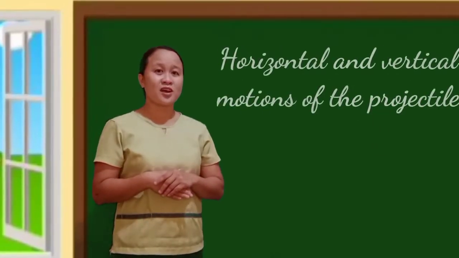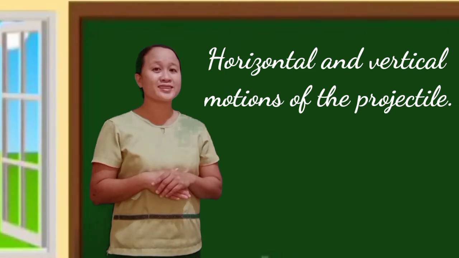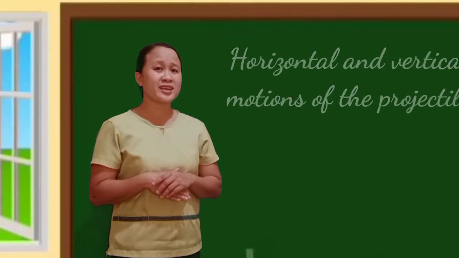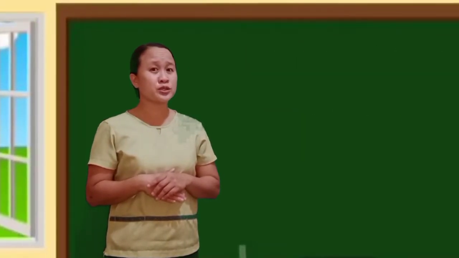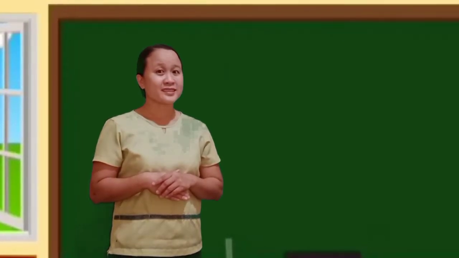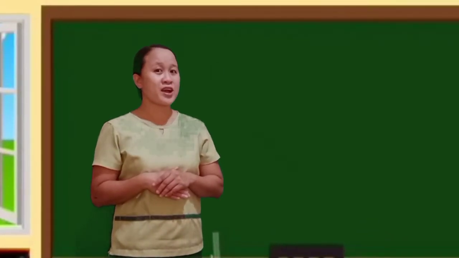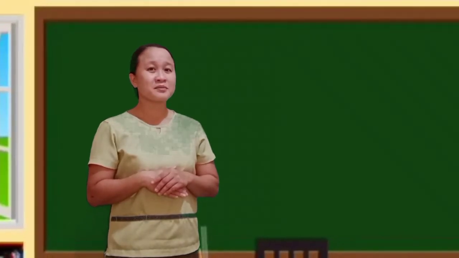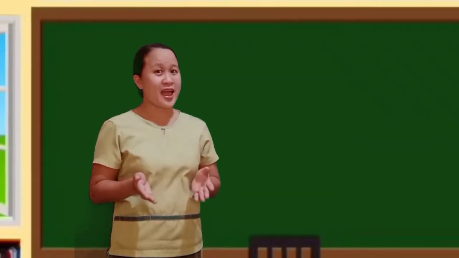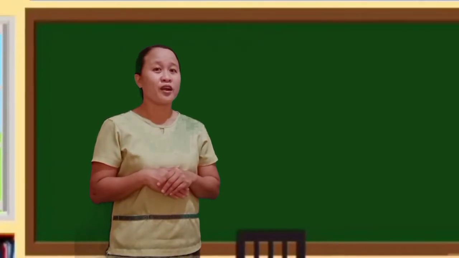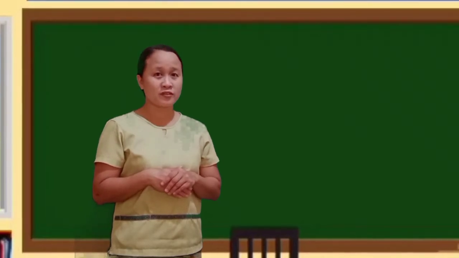Our previous lesson was focused on the horizontal and vertical motions of the projectile. My question is, have you really understood our previous lesson? If yes, kindly clap your hands so that I will be able to know if you really have understood our previous lesson. It seems like all are clapping their hands. So kindly explain your learning about the horizontal and vertical motion of the projectile.